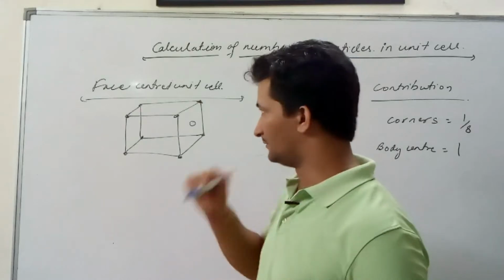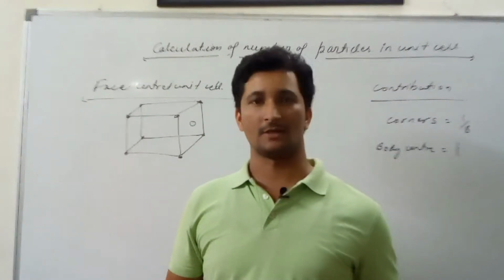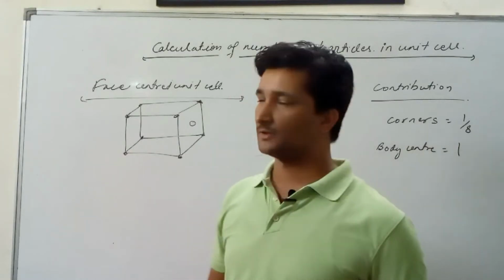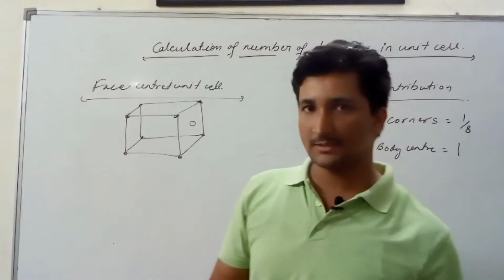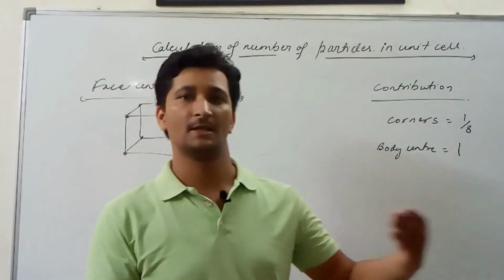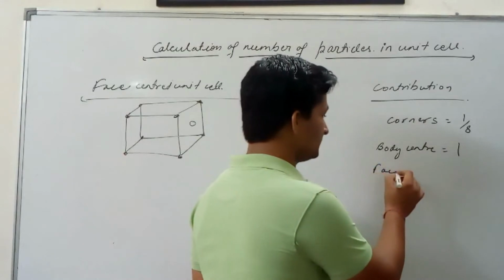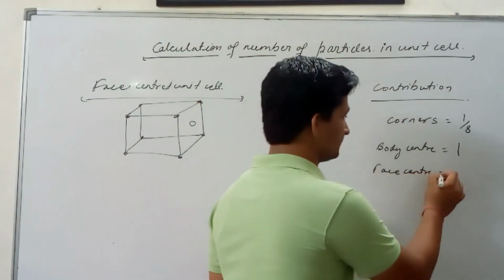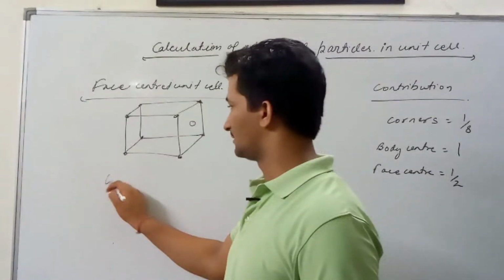So if we see a face of the unit cell, it can be shared by 2 unit cells. So contribution within one unit cell is half only, because half will remain in the other unit cell. So contribution from face center is 1 by 2.